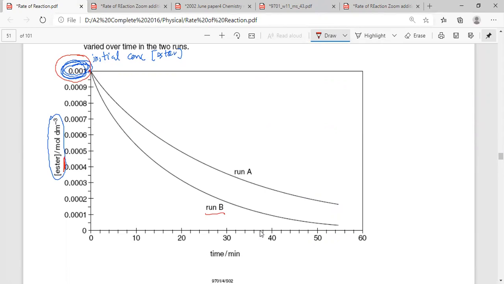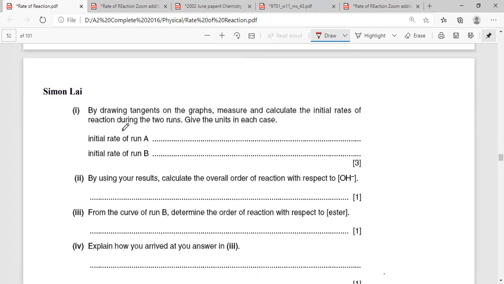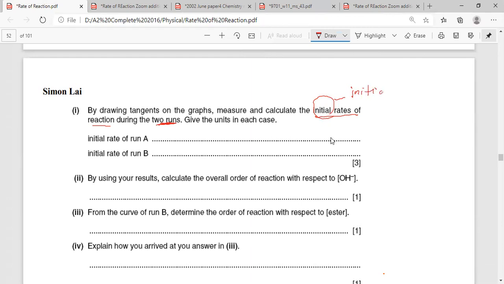So what I must do now is find the initial rate for both A and B. That's what they normally ask you. By drawing tangents on the graph, measure and calculate the initial rates of reaction during the 2 runs. Why initial rate? Because you know the initial concentrations of both the ester and the OH minus.